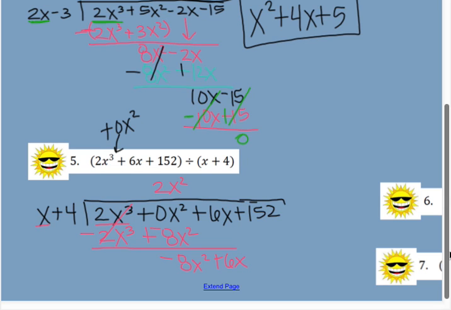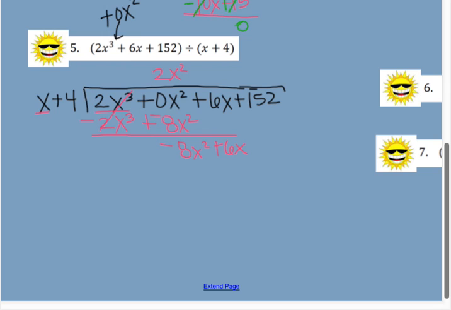Then I'm going to go ahead and move along. Now I say x plus 4 into 2x to the 4th... what multiplies x to get negative 8x squared? Well, that would be negative 8x. Negative 8x times x gives me negative 8x squared. Negative 8x times 4 gives me negative 32x. And then remember, we always change the signs, so multiply it by a negative because we're always subtracting. So 6x plus 32x will give me 38x. And we go ahead and bring down the 152.